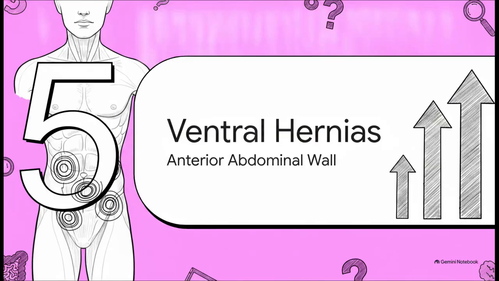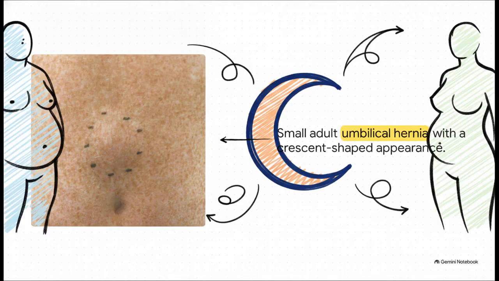Section 5. Identifying ventral hernias. Anterior abdominal wall. Let's look higher up, starting with umbilical hernias. We see these a lot in overweight men or postpartum women. They usually pop out right next to the umbilical depression, and they create this really distinct crescent-shaped look right on the surface of the skin.